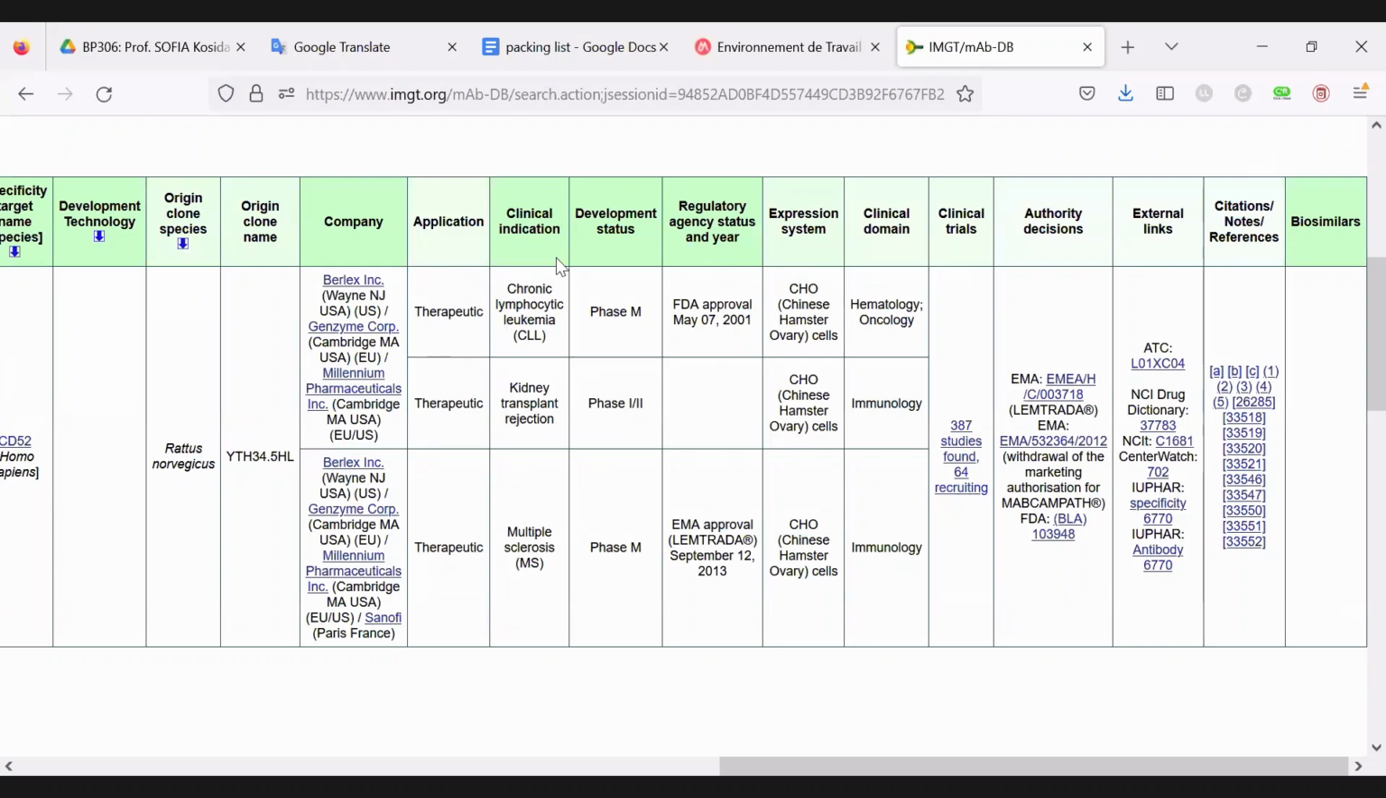The company, the application, clinical indication, developmental status. What's phase M? What does it mean, M? There is phase 1, 2 clinical studies, and there is phase M, market. That is, this monoclonal antibody is in the market. It is being sold for chronic lymphocytic leukemia, CLL, and it's a therapeutic antibody that has been developed by Genzyme, Berlex, and Millennium Pharmaceuticals. Clear? Off you go.